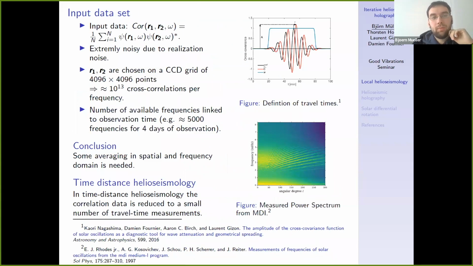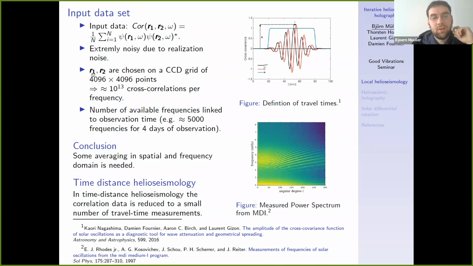Now we have the problem that our input data set is very, very big. If we just look at the correlation data as our input data set, it is 5-dimensional. We have 2 dimensions for R1, 2 dimensions for R2, and 1 dimension for the frequency omega. Further on, it's extremely noisy due to the realization noise. In inverse problems in general, realization noise is often much harder than just Gaussian white noise. But on this slide, I want to focus on the pure size of the input data set.